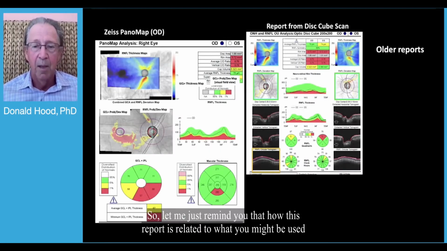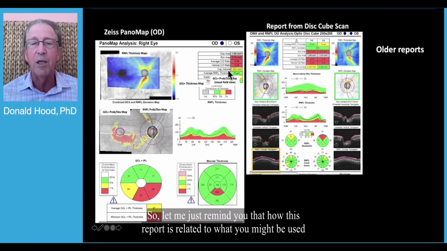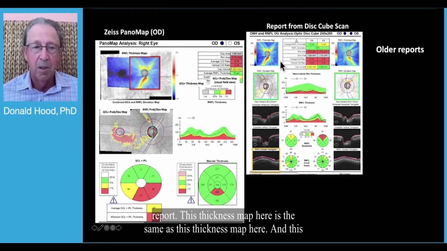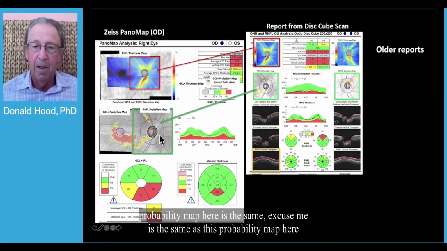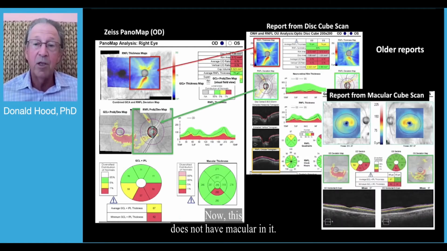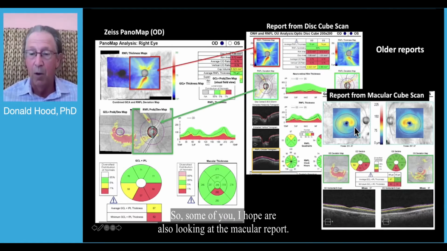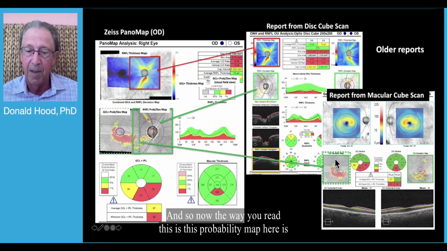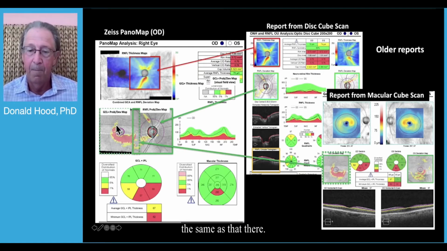So let me just remind you how this report is related to what you might be used to. I think everyone who has used Zeiss at one time or another is familiar with this report. This thickness map here is the same as this thickness map here. And this probability map here is the same as this probability map here, right? Now, this does not have the macula in it, so some of you, I hope, are also looking at the macular report. And the way you read this is that this probability map here is the same as that there.